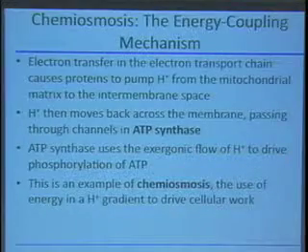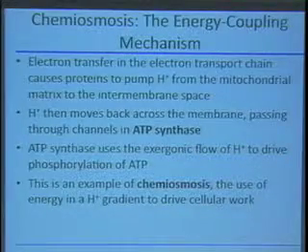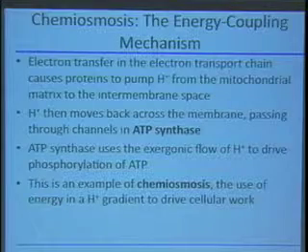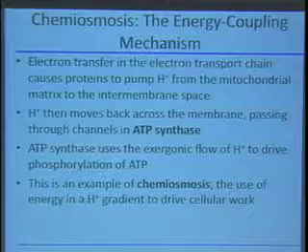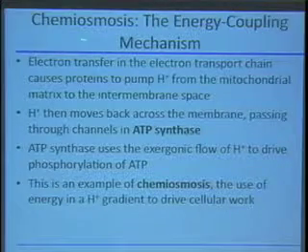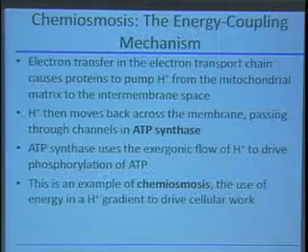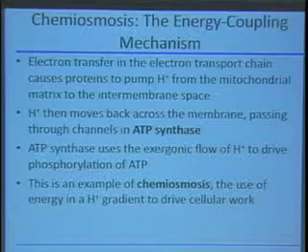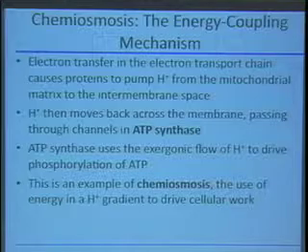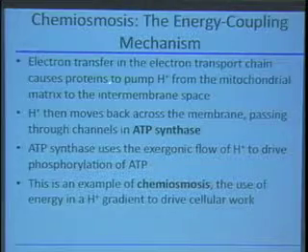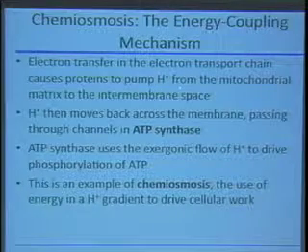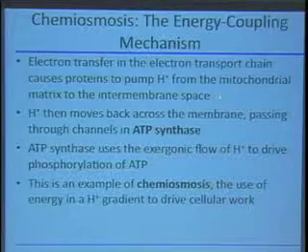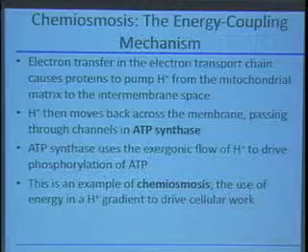All right, and so to do that, we get to this very interesting process called chemiosmosis. This is basically a mechanism by which the energy derived from the electron transport chain is coupled to the production of ATP. So electron transfer in this chain causes proteins to pump protons from inside the mitochondrial matrix out to the intermembrane space.